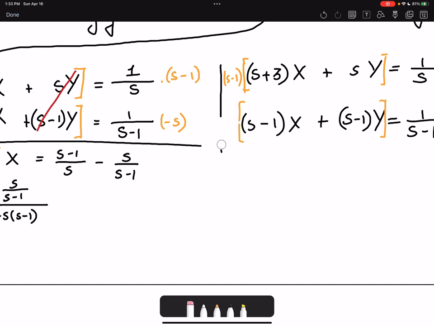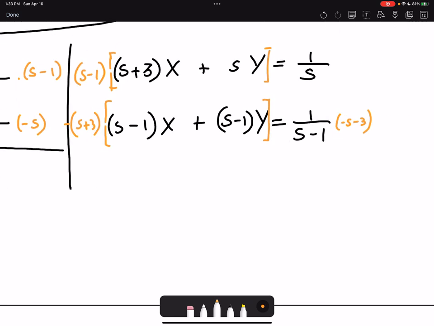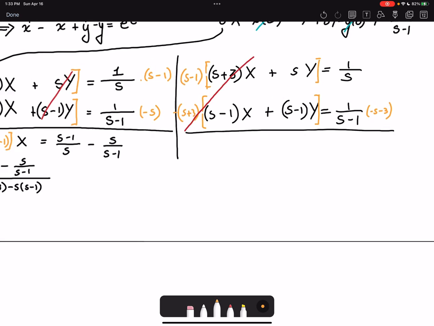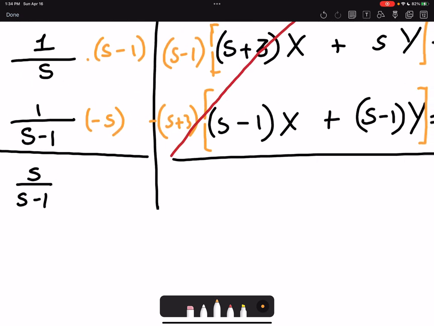So here, I actually want to write, let me move this. Here, I want to write s minus 1, and here s plus 3, the minus of that, which is the same thing as this. Well, what do we do now? Well, now we add them up, and we notice that this cancels out. So then now we just have s times s minus 1. Actually, I wanted the negative there because I'm trying to make the denominators the same.